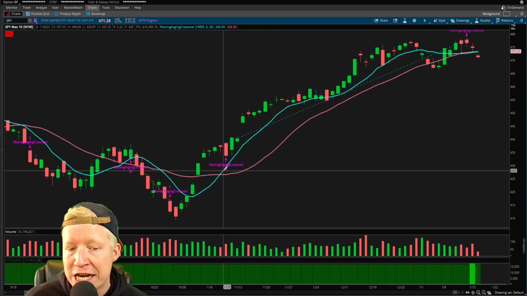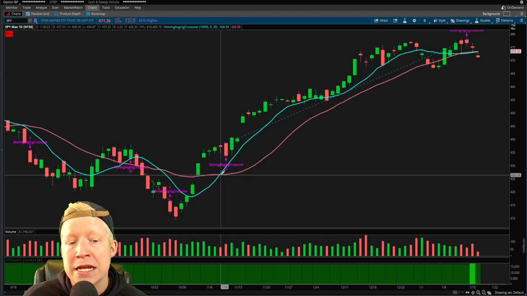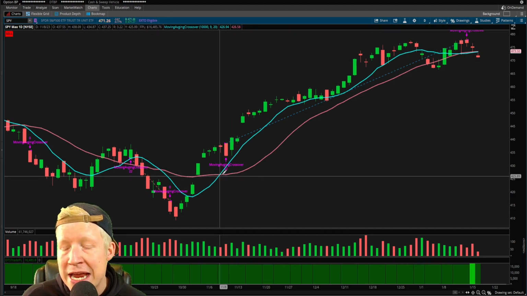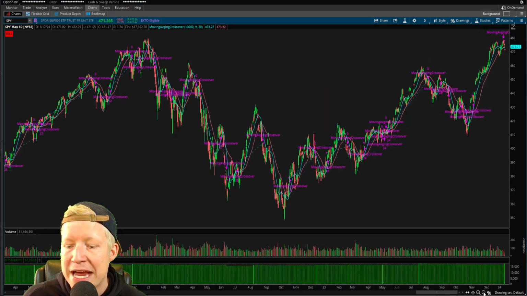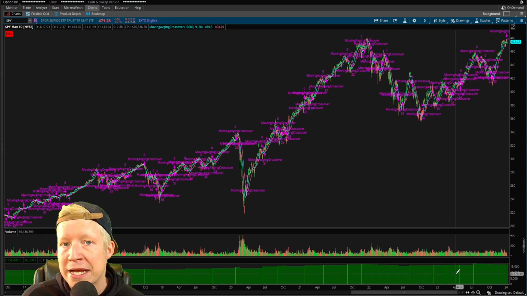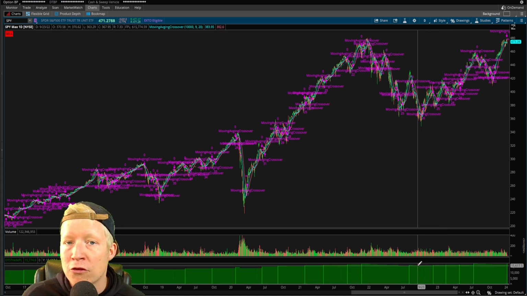As you can see, the strategy is entering when the 9 SMA crosses above the 20 SMA, and it's exiting when the 9 SMA crosses below the 20 SMA. I have also turned on one of my custom coded studies here, which shows you the P&L of the strategy.